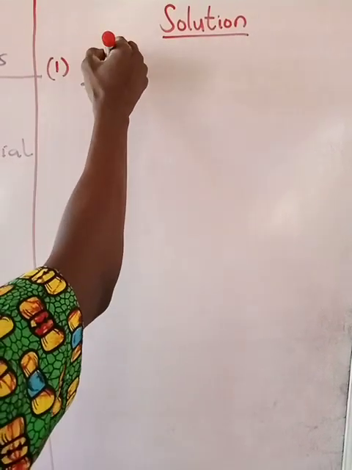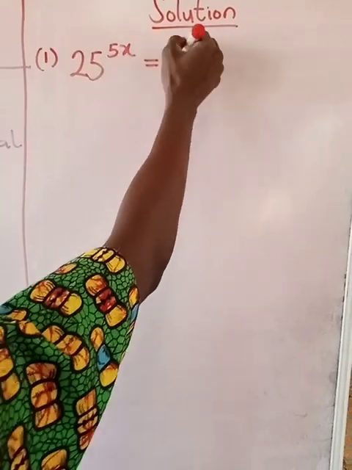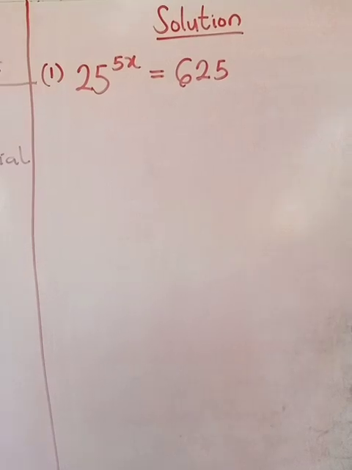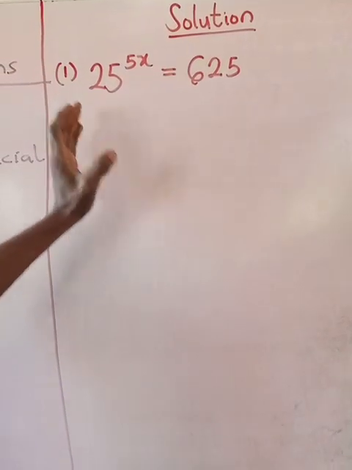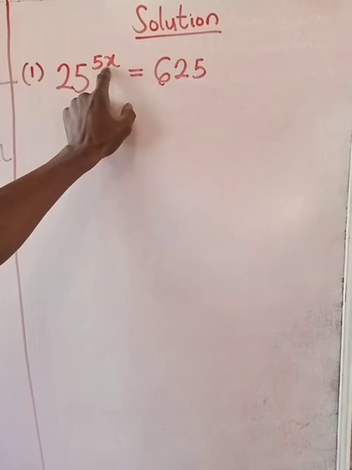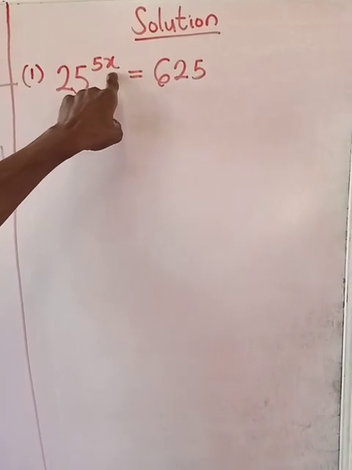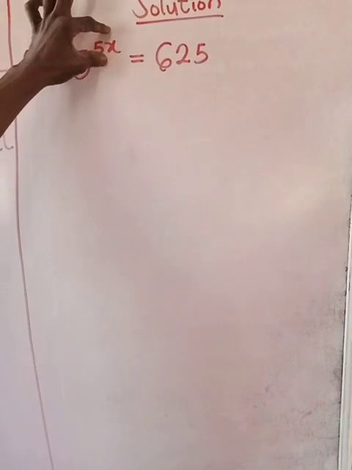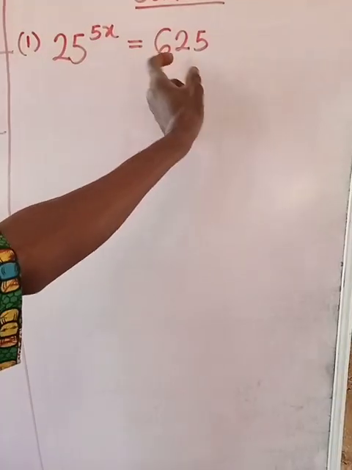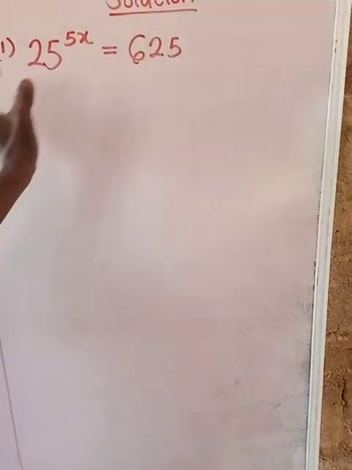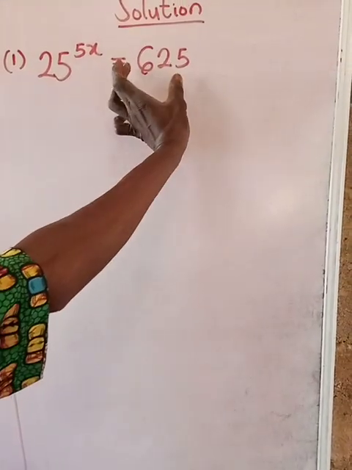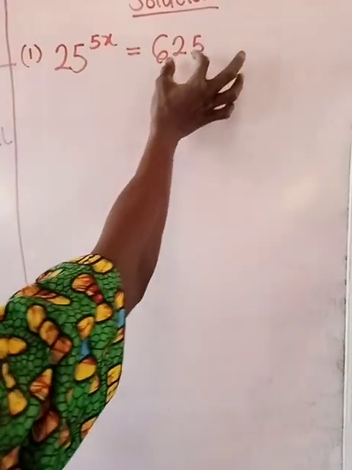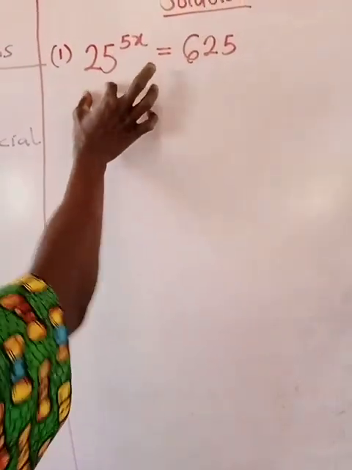Solution. We have 25 raised to power 5x equals 625. When you are solving an indicial equation, this is the base here and this is the exponent. 25 is the base. The exponent is 5x. We also call it the power. At the other hand, you look at the figure given. You can form a base from the figure given, like the base at the left hand side.